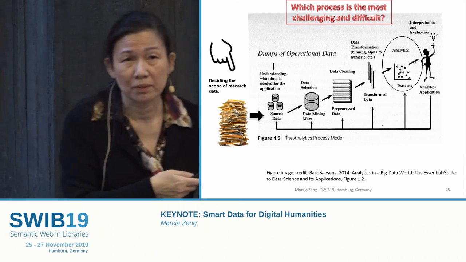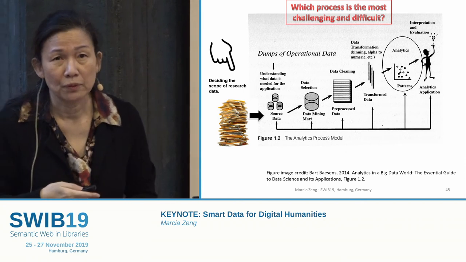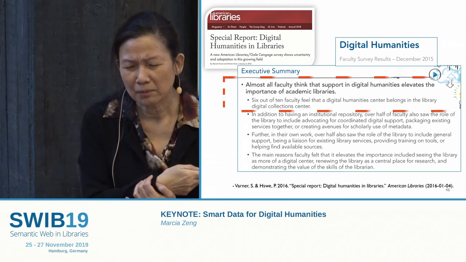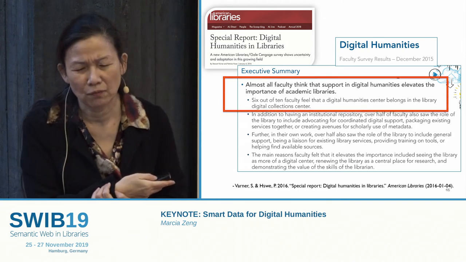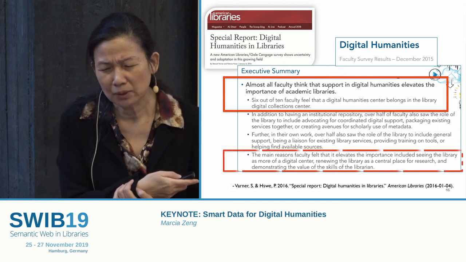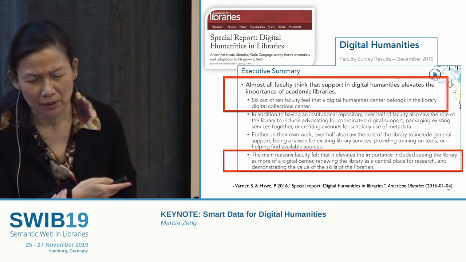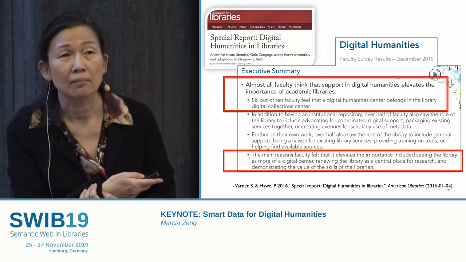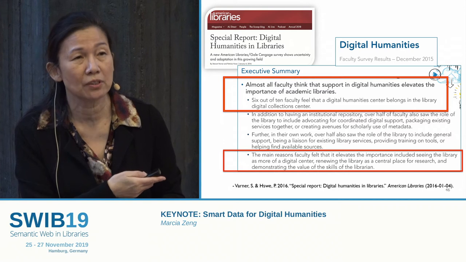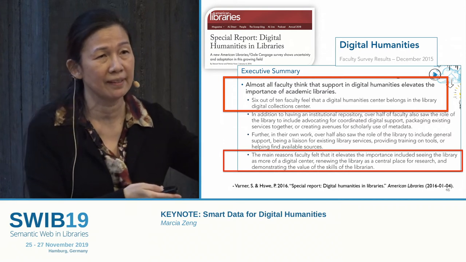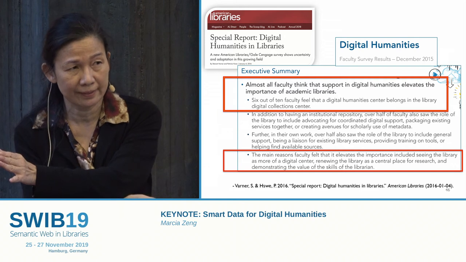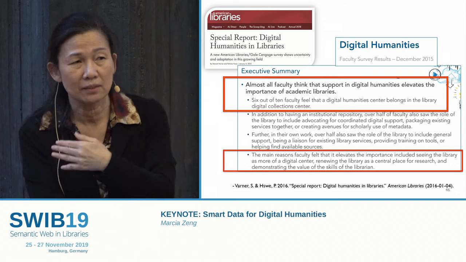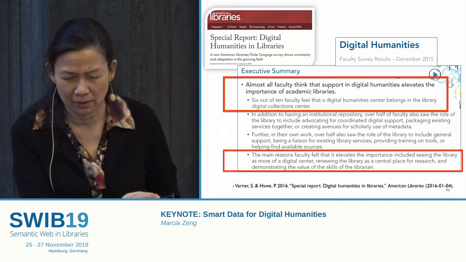Actually, it's from the beginning. You don't even know what you want to collect and where you get it. So the libraries become a very important thing for the humanities people. This was a report released in early 2016 about how the American Library Association surveyed the two sides, the library side and the humanities scholar side. And the humanities scholars all agree that this is the place they need to go.